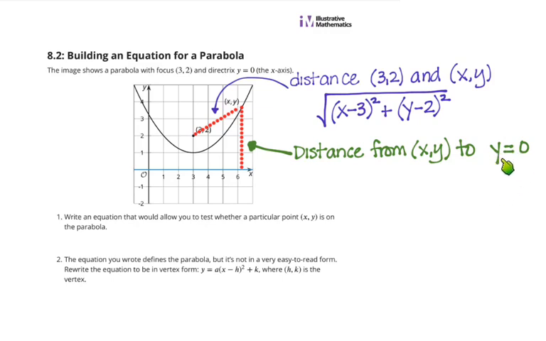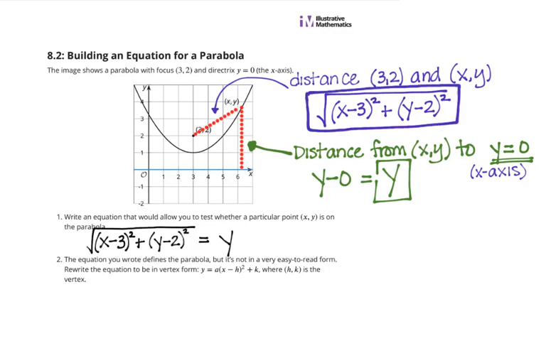And I wrote this in particular because the distance is not just y, it's the distance from y to the directrix, which in this case is y equals 0, which is the x-axis. It's actually y minus 0. We take this y and we subtract whatever the line is at, but that just equals y. So this distance is equal to y, and so I have that there.